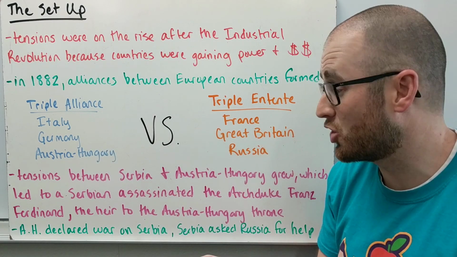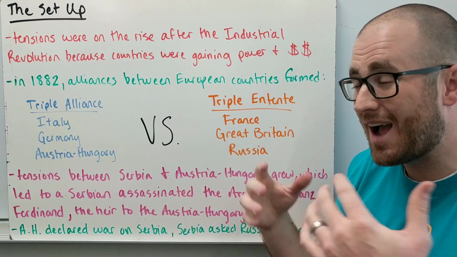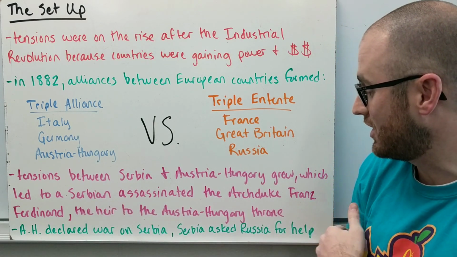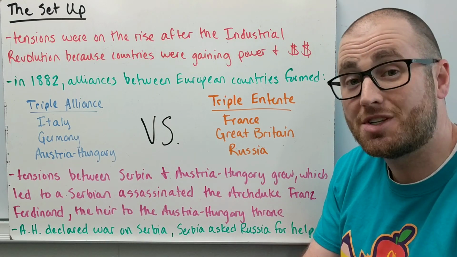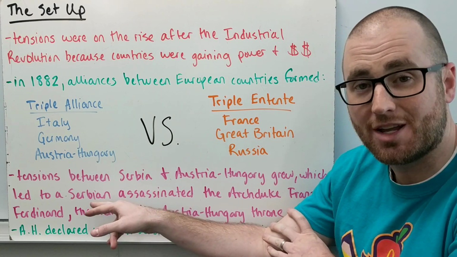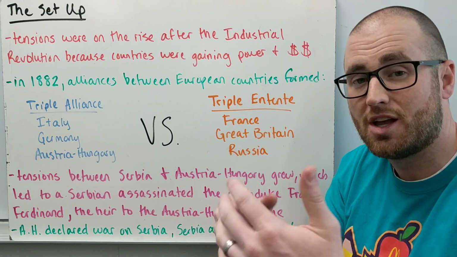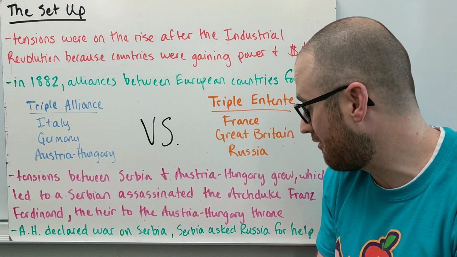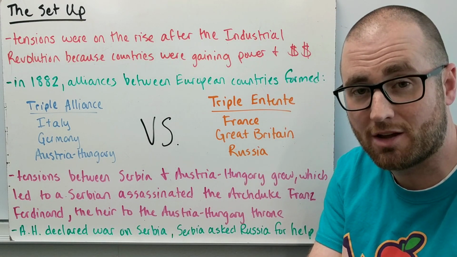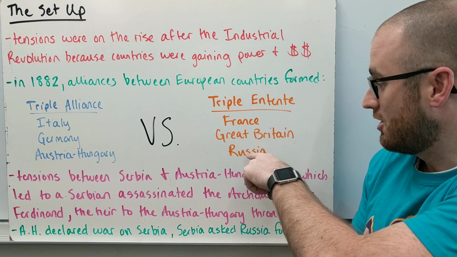Then tensions start to rise between a country called Serbia and Austria-Hungary. They eventually led to a Serbian assassinating the Archduke Franz Ferdinand, who was the heir to the Austro-Hungarian throne. So a Serbian citizen assassinated the Archduke, the soon-to-be heir of the throne of Austria-Hungary. So Austria-Hungary declares war on Serbia as a response to them killing their Archduke, and then Serbia asks Russia to help them.